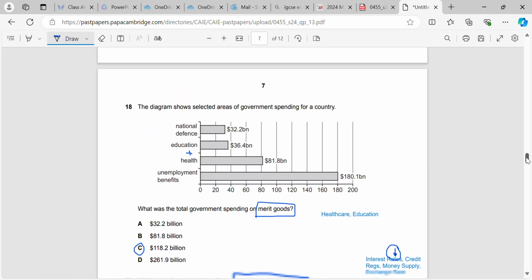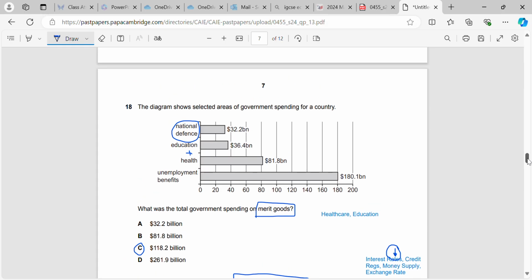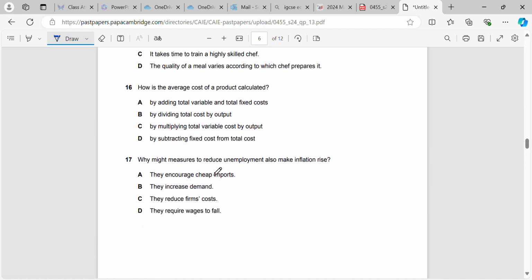Just quickly on this, the national defence question was another one that came up in 2023. What area of spending do we use to generate public goods? That's national defence.